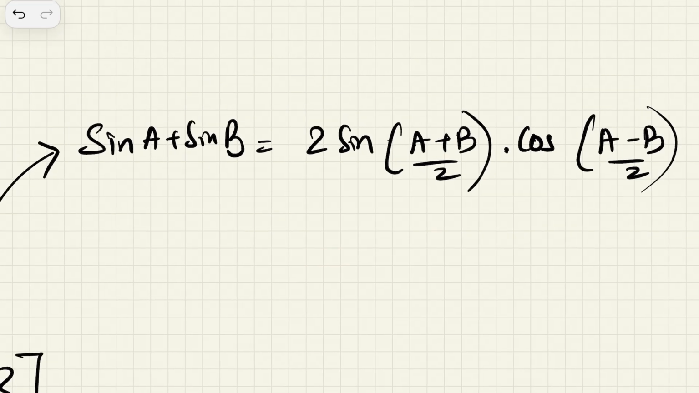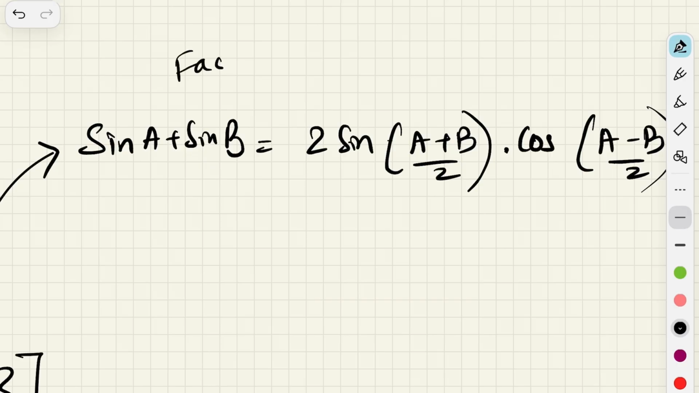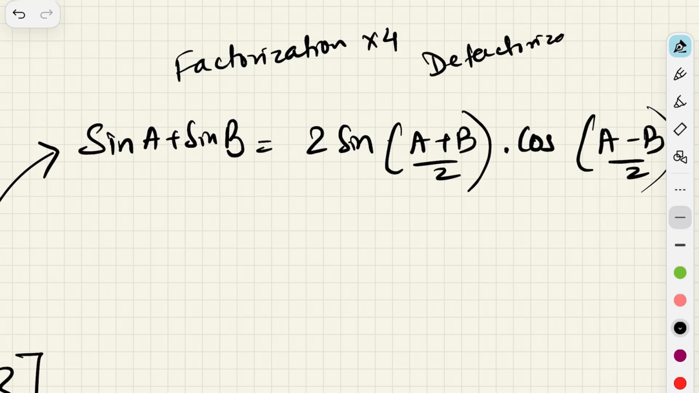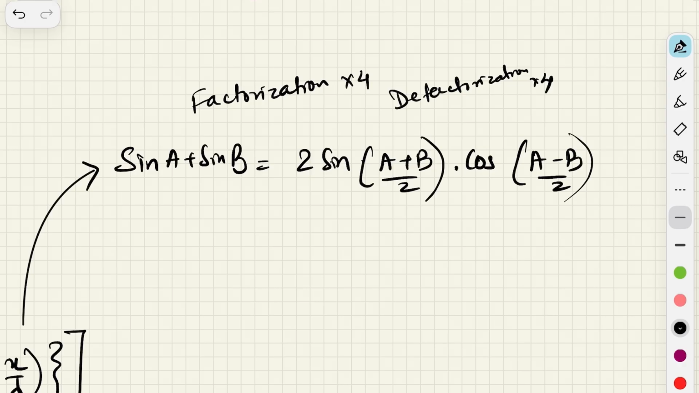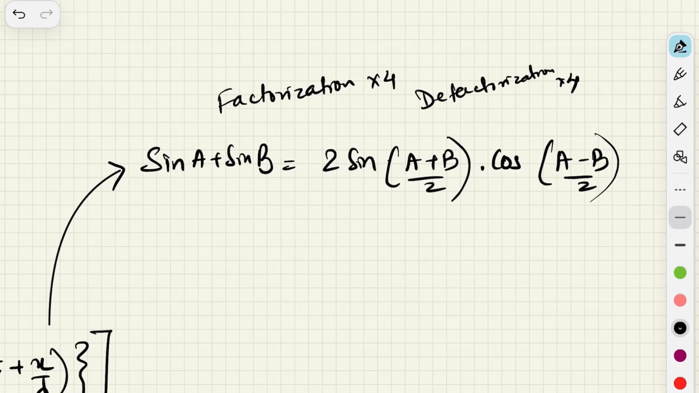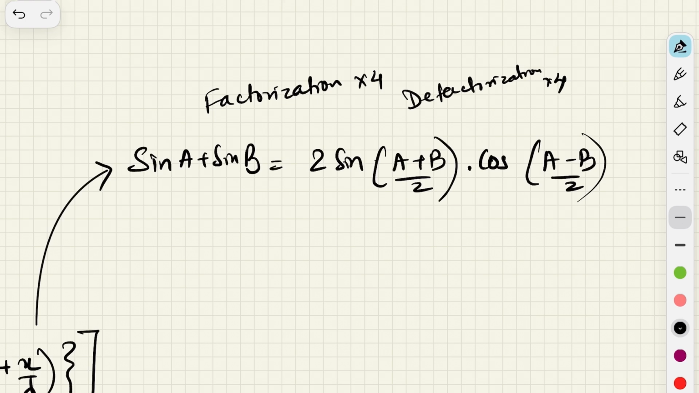Now these formulas are called, in math, factorization formulas. There are total 4 formulas, and then there are defactorization formulas, and these are also 4. So there are total 8 formulas. I'll give you a link on how to remember all 8 formulas, and this will be very helpful in your physics as well. As of now, I just would like to complete the derivation.